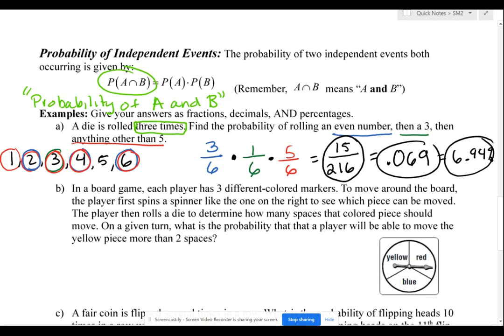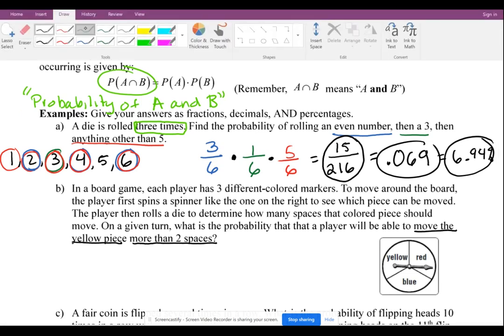Okay. This one's kind of confusing, so it takes a little bit of reading. Maybe you have to read through it a couple times, but it says, in a board game, each player has 3 different colored markers. To move around the board, the player first spins a spinner like the one on the right to see which piece can be moved. The player then rolls a die to determine how many spaces that colored piece should move. On a given turn, what is the probability that a player will be able to move the yellow piece, and then more than 2 spaces? So those are my 2 different events. The first thing is the spinner. And the spinner here, if I look at it, they're evenly spaced.